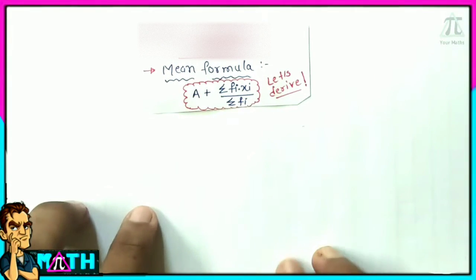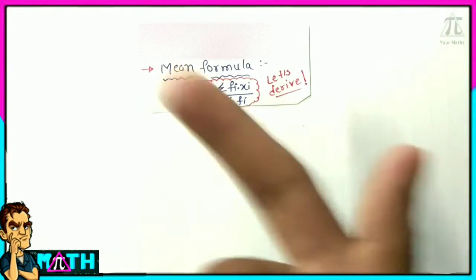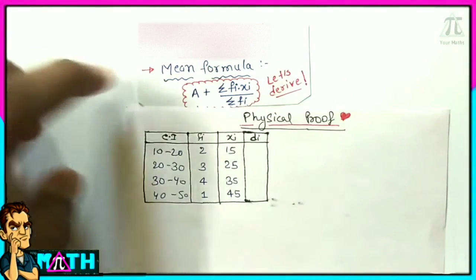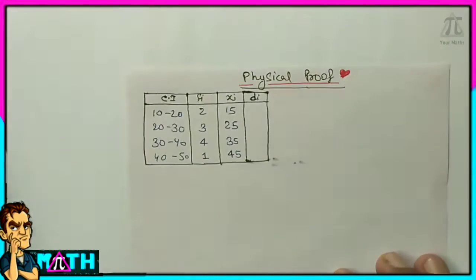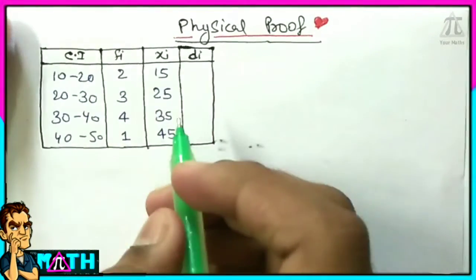Today we are going to prove the step deviation method. Here I have written xi instead of di. Sorry for that. I will correct it. Let's go. The proof is very logical, so don't skip the video.